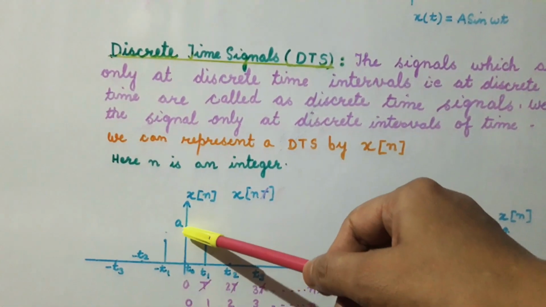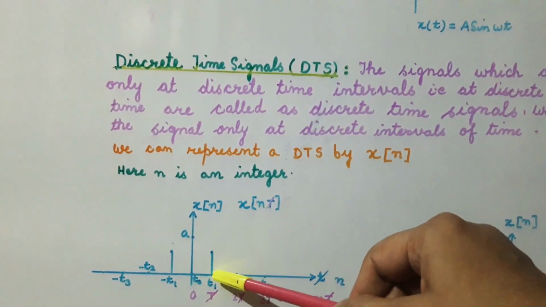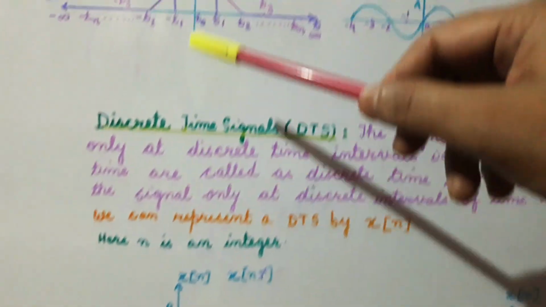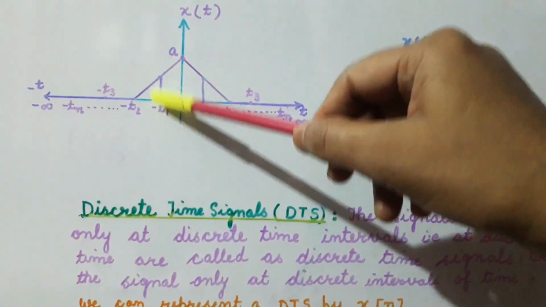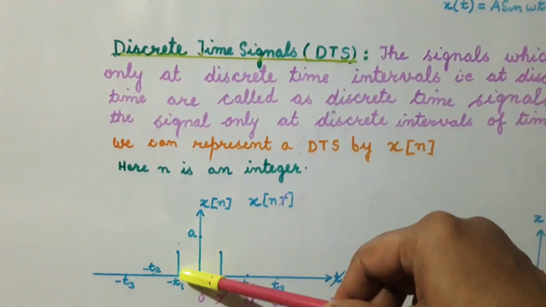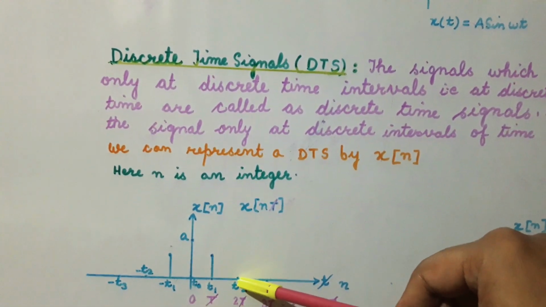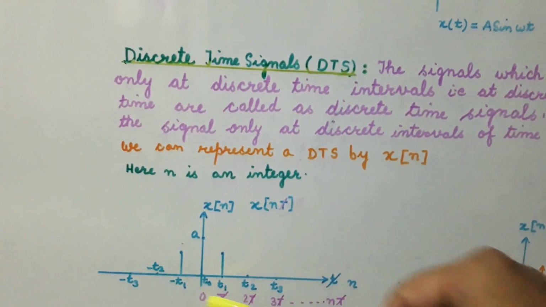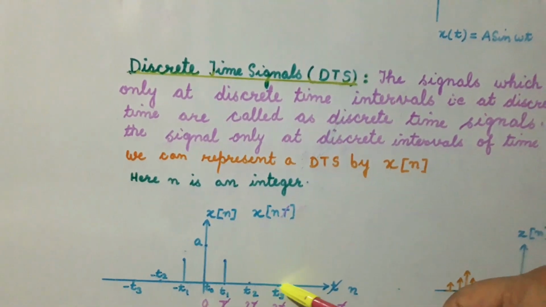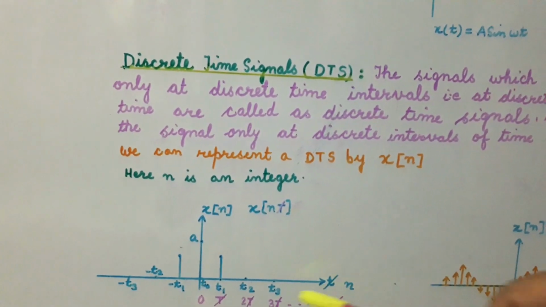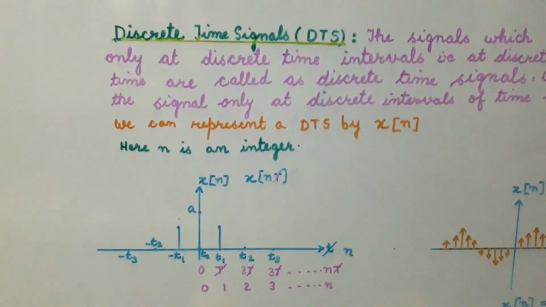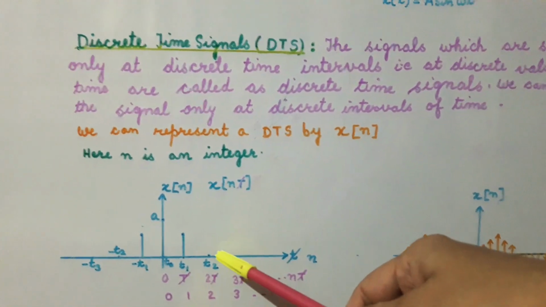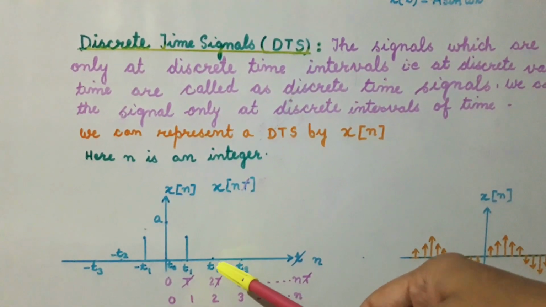At t0 the value is a, at t1 the value was this much, so we have drawn here. Similarly, at minus t1 this is the value, so we have plotted it here, and at t2 the value of the signal x(t) is 0. Similarly, at minus t2 also it is equal to 0, and it is 0 at t3, t4, t5, minus t3, minus t4 and so on. So we have plotted this discrete time signal from the continuous time signal.